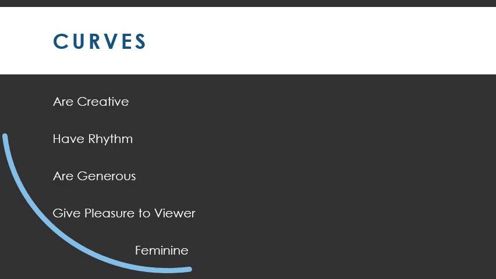Then if we take our line and we curve it, it becomes much more organic, right? Curves are happy shapes. They're creative, they have rhythm, they're generous, they give pleasure to the viewer, and they are considered feminine. Basically anything that's like light and soft and nice is feminine. Anything that's like hard and pointy and could kind of look like a penis, masculine. Because the psychologists love that. So anyway, whatever. Feminine, masculine. But you can all laugh at that. Okay, so curves are happy shapes, right? They're fun shapes.